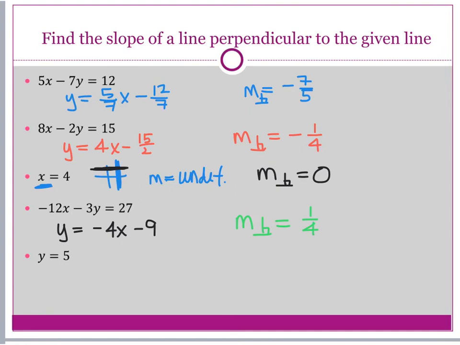And then my last equation, I'm given that y equals 5. So again, if I graph this, y equals 5 is going to be a horizontal line. So that means that if I'm going to find the perpendicular, that has to be a vertical line. And the slope then, that is perpendicular to horizontal, is going to be a vertical line. And the slope of a vertical line is undefined.